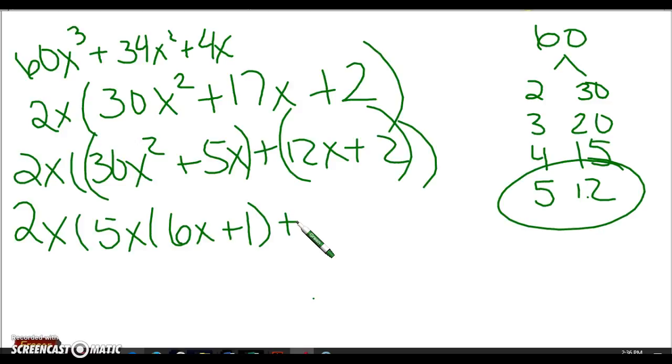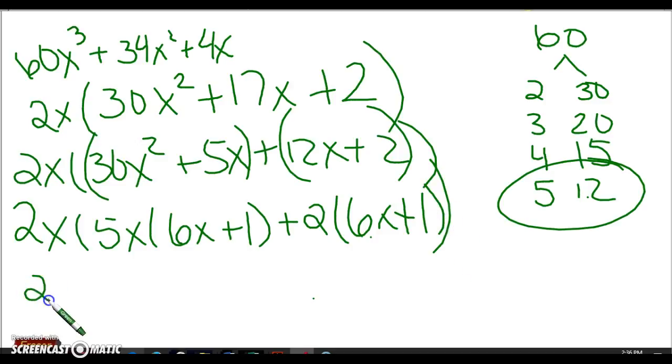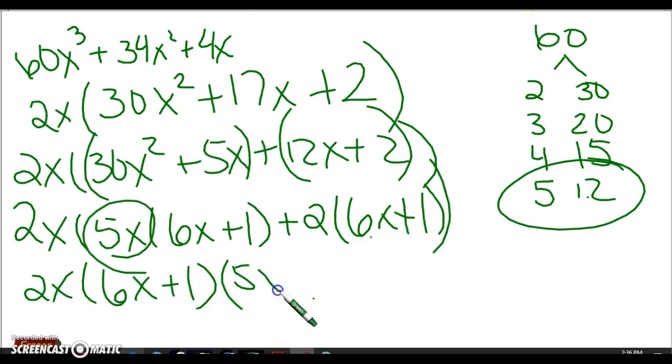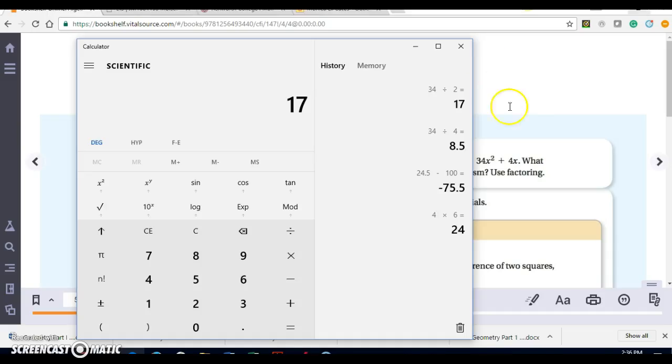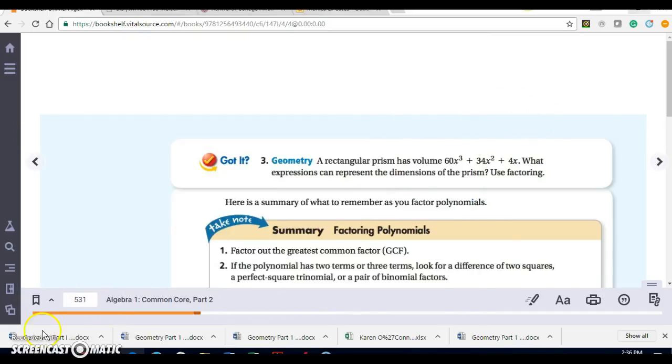Plus here, 12x and 2, I have a 2 in common, so I'm left with 6x plus 1. And so I still have my 2x, and I have 6x plus 1 alike, and I have 5x plus 2 left. And so my dimensions would be 2x, 6x plus 1, and 5x plus 2. See if there's any other parts of the question. No, I hope that this helps.